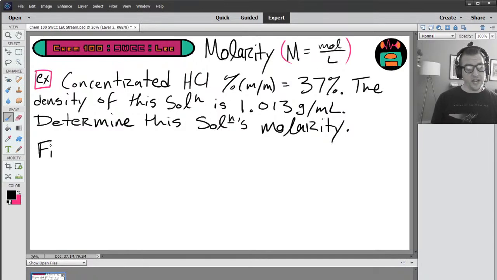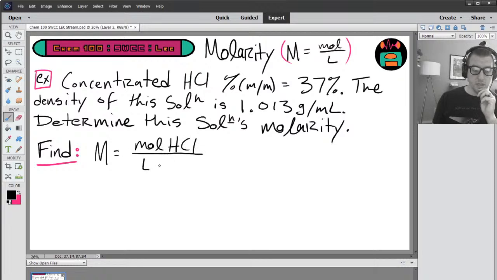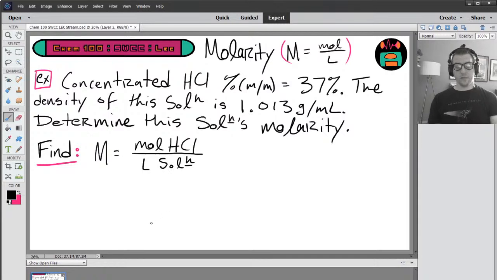The first thing we want to do when we solve a new type of problem, any type of problem, even an old one, is identify what we're trying to find. And we are trying to find the molarity. Anytime you're trying to find a quantity with an equation, write that equation out. Molarity is moles of HCl over liters of solution. All right?